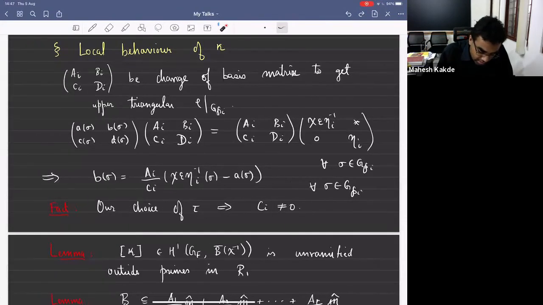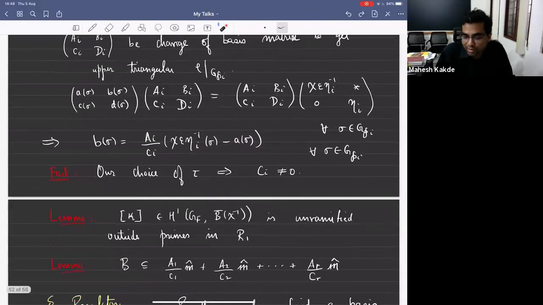So I get A sigma times A_i plus B sigma times... which one am I comparing? I'm comparing the upper left hand corner this time. So I get A sigma times A_i plus B sigma times C_i is equal to A sigma times chi epsilon eta_i inverse. If you rearrange that, this is the relation you get: B sigma is A_i divided by C_i times this. So here is where we use our choice of tau.